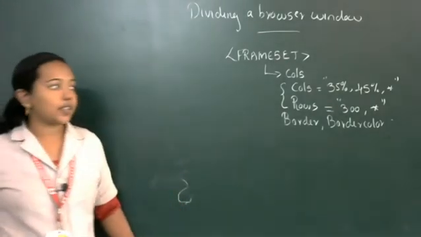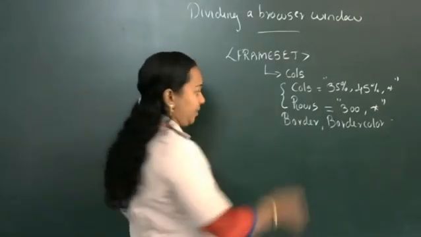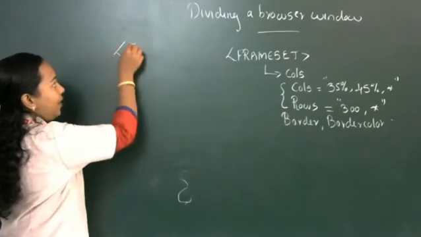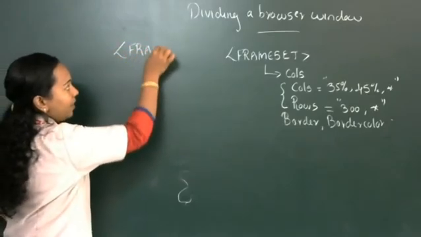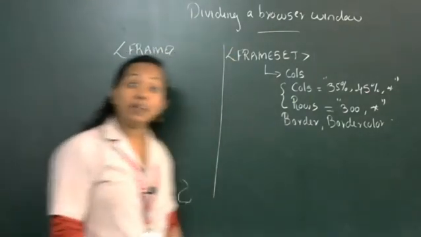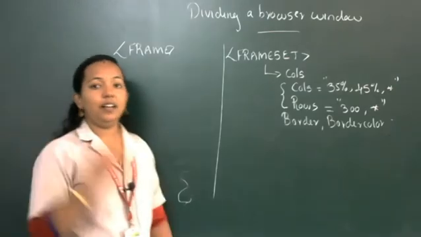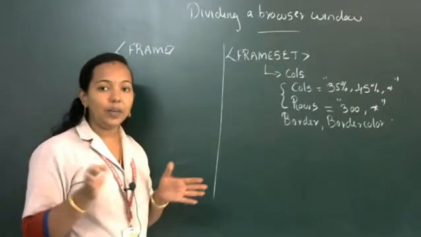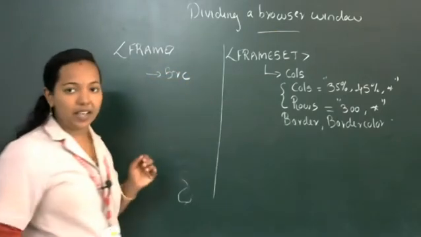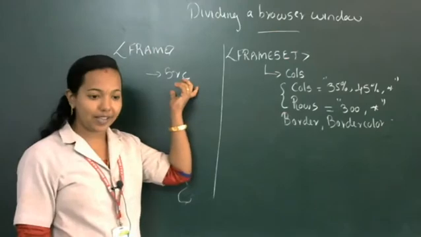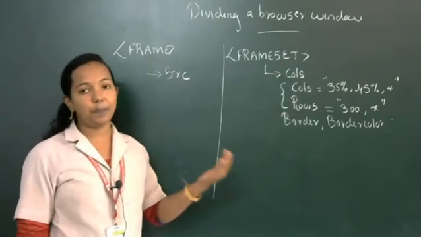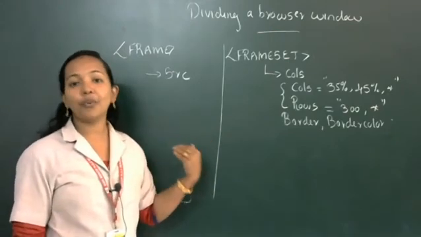Next we are going to discuss the attributes of the frame tag. Frameset is used for dividing the window. Then frame is used for inserting data into that particular frame. The first attribute of frame is SRC. I think it is familiar to you what is meant by SRC. SRC indicates the source file, which file or which web page we are including in that particular frame.